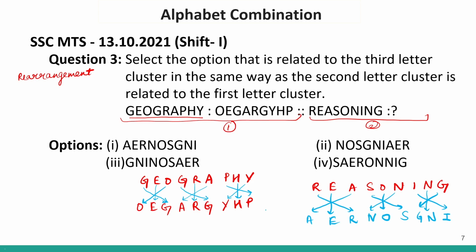So the arranged letter is AERNOSGNI. This is the correct letter. This is the rearranged word that we will get. So reasoning will be coded like this. Okay. So answer will be option number 1. Option number 1 would be the correct answer to this question.